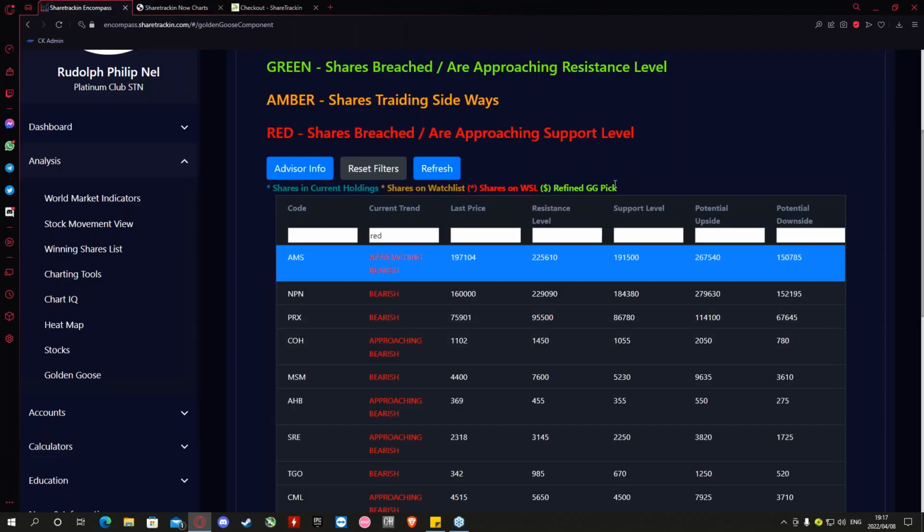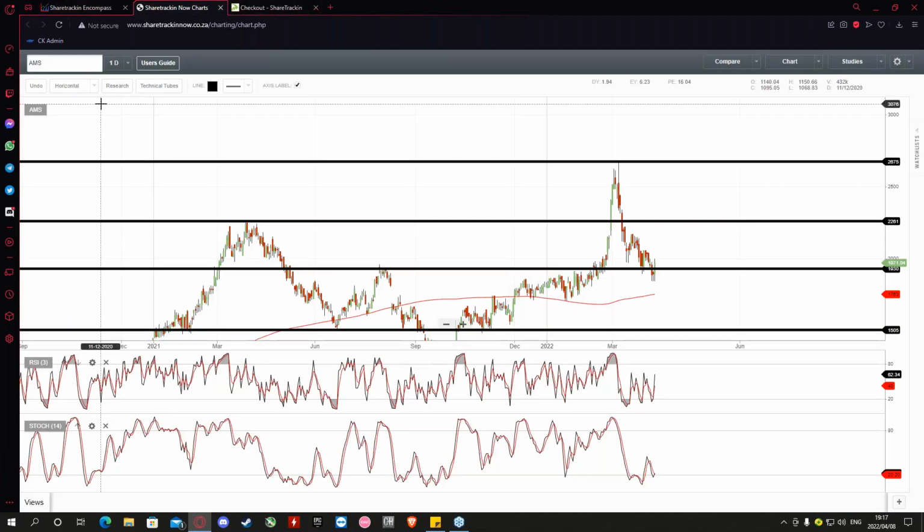So yeah, that's the basics of the Golden Goose, by looking at your last price towards your resistance and your support levels, and always remember to go and pull in the lines. Okay, your support, your resistance. So support will always be at the bottom, resistance will be at the top, potential upside will also be at the top, potential downside would be at the bottom.